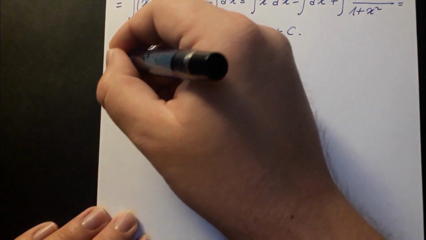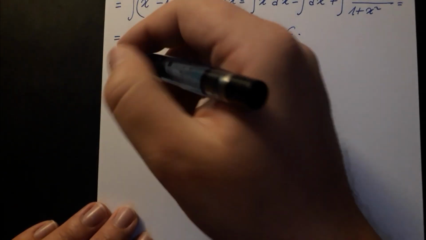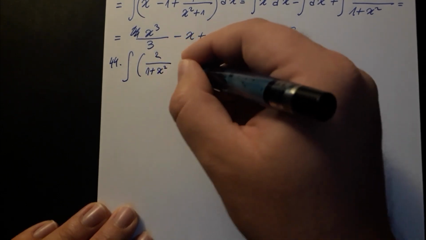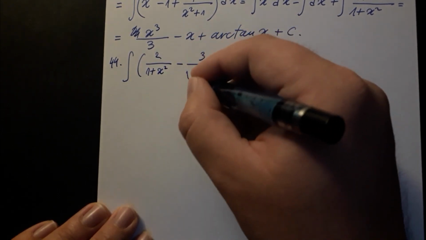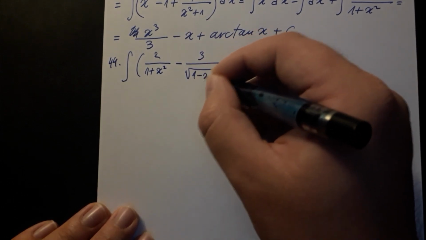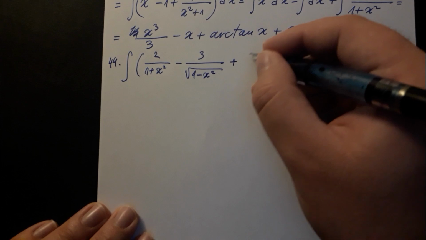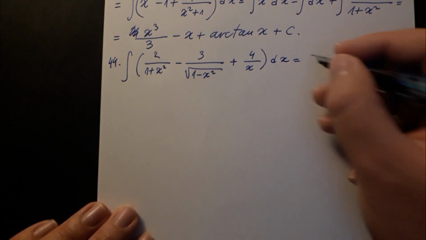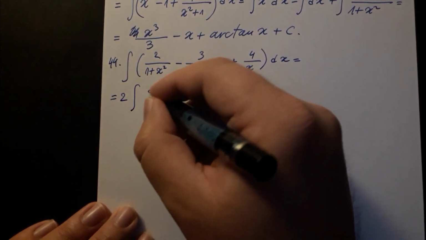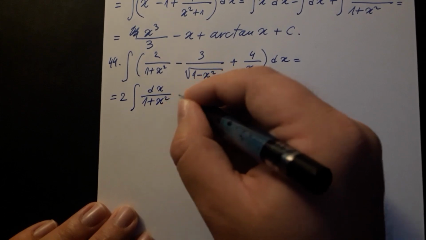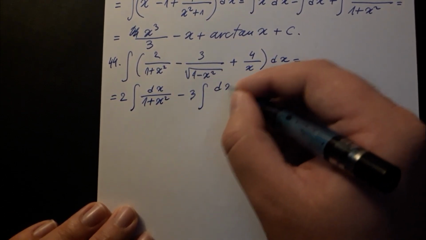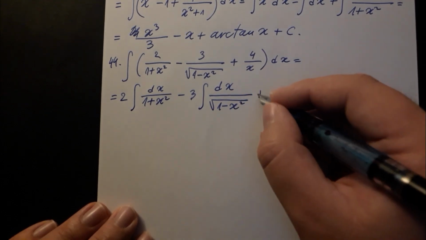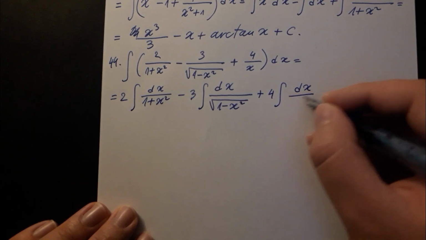Now the integral number 44 on our list is an integral of 2 divided by 1 plus x squared minus 3 divided by a square root of 1 minus x squared plus 4 divided by x dx. Okay, this is equal to 2 times an integral of dx divided by 1 plus x squared minus 3 integrals of dx divided by a square root of 1 minus x squared plus 4 times an integral of dx over x.